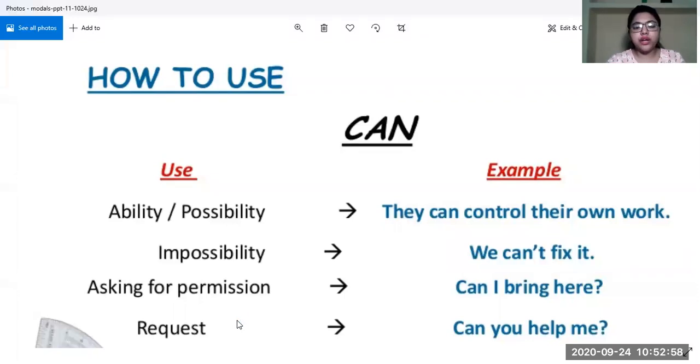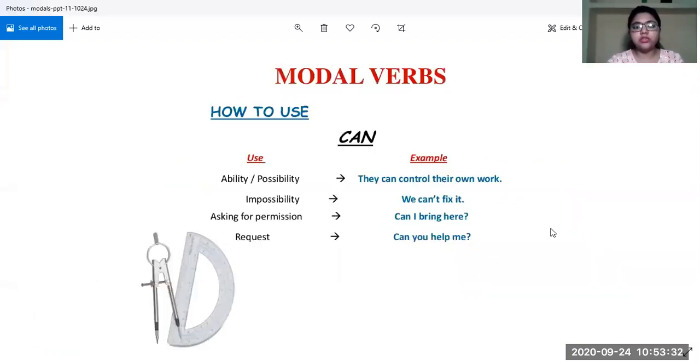Then can is used for seeking permission. It is also used for request. You can have a look at all the examples written against their uses. For instance, ability: they can control their own work. This is their ability. Impossibility: we can't fix it, we cannot fix it. It is not possible for us; we are incapable of fixing it. Then asking for permission: can I bring here? Request: can you help me? So these are all the uses of the modal can.